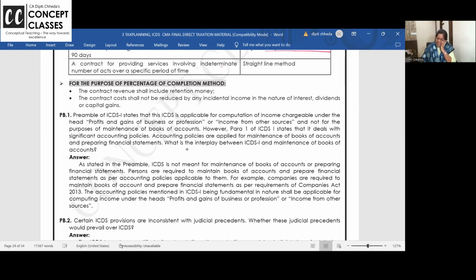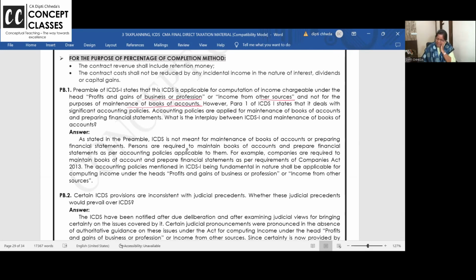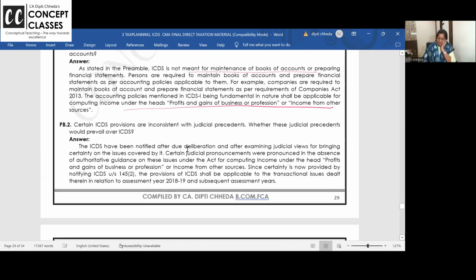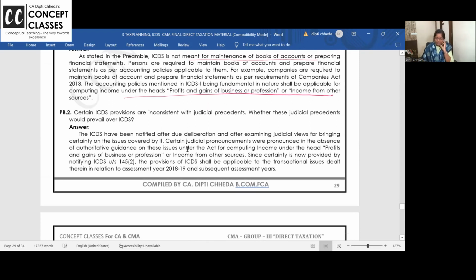ICDS 1 states that this ICDS is applicable only for computing the business income and other source income, and not for the books of accounts. Is it right? Yes. ICDS is not meant for the books of accounts. It is only to compute the business income. Already this is noted in point 1.